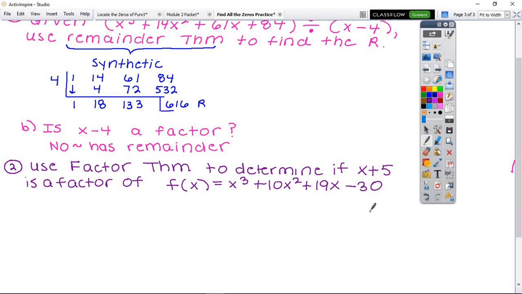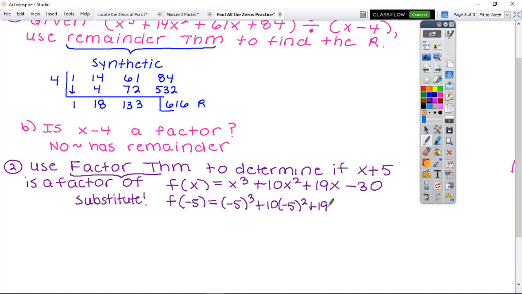And if I gave you that x plus 5 is the factor, what do we substitute in? -5. Good. So again, your factor theorem is going to be a substitution. So I'm going to go f of -5 equal to -5 cubed plus 10 times -5 squared plus 19 times -5 and minus 30.